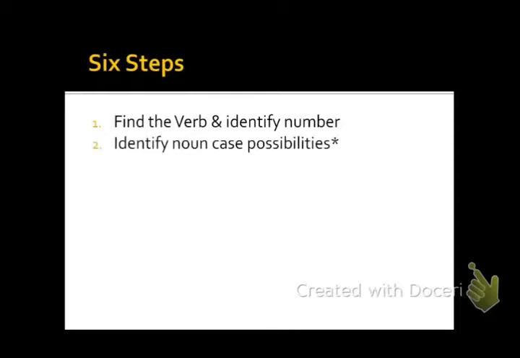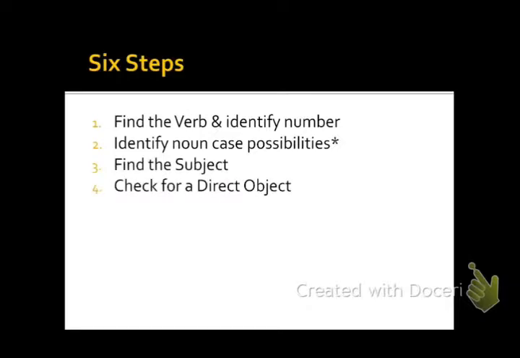Second step, identify the noun case possibilities. I say possibilities because, as you know, different noun endings sometimes are repeated and can represent more than one case, and you should consider all the possibilities before you pick one based on context. Third step is that you find the subject. Fourth, you check for a direct object. I specifically said check for a direct object because not all sentences are going to have a direct object.